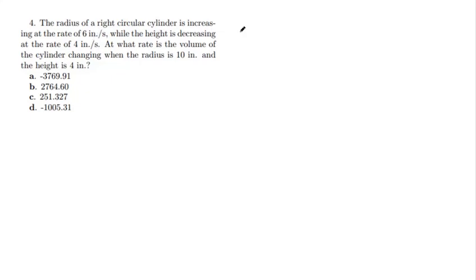The radius of a right cylinder is increasing. So r prime equals positive 6, positive because it's increasing. The height is decreasing, so it's like a can getting flattened. It's expanding in its circle base, but the height is shrinking. So it's decreasing, so it needs to be negative.